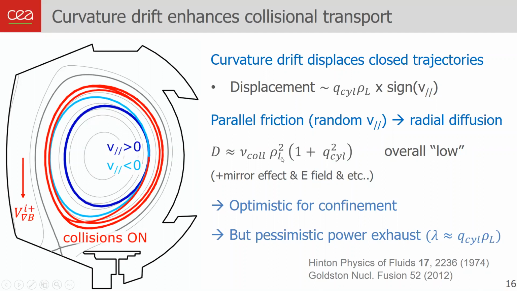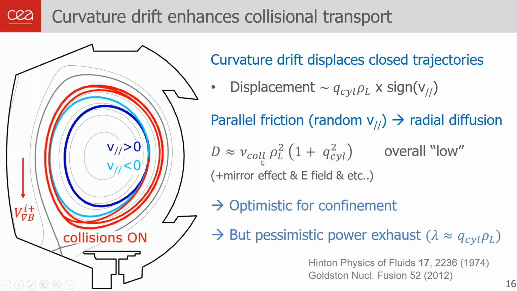So this would be the primary diffusion you get simply by displacing particles by one Larmor radius at each collision, plus this curvature drift effect that enhances the diffusion by the square of the cylindrical safety factor. Now, in experiments, this is about 3 to 4, so squared it's about 10. So you have an increase by a factor of 10 of this collisional diffusion. This is what we call neoclassical diffusion.